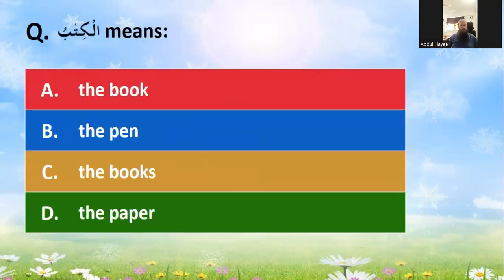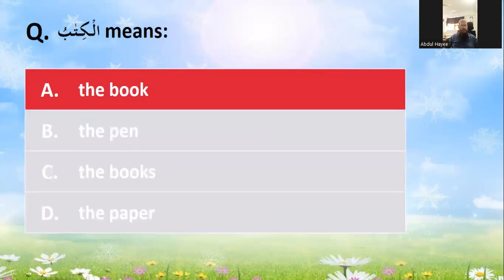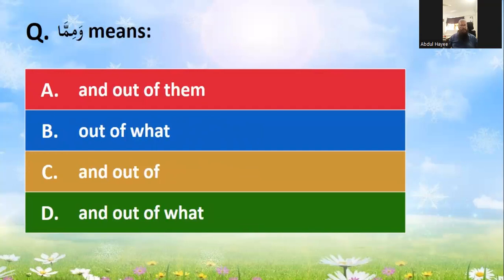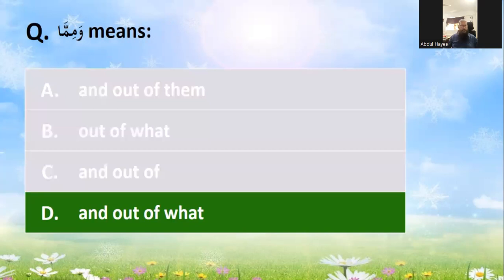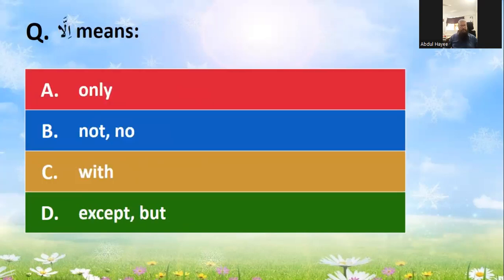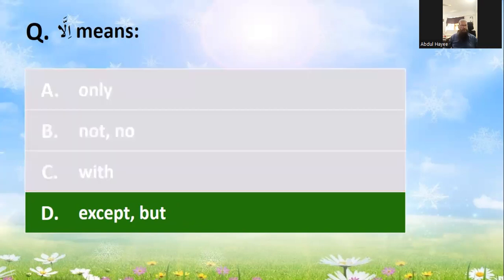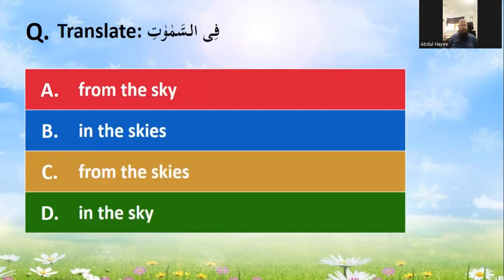Al-Kitab means the book, the pen, the books, the paper. A, B, C, D. Al-Kitab. Yes, you are right. The book. What about Wamimma? It means and out of them, out of what, and out of what. And out of what. Next, Illa means only, not, no, with, except, but. Illa means except. Except Allah.